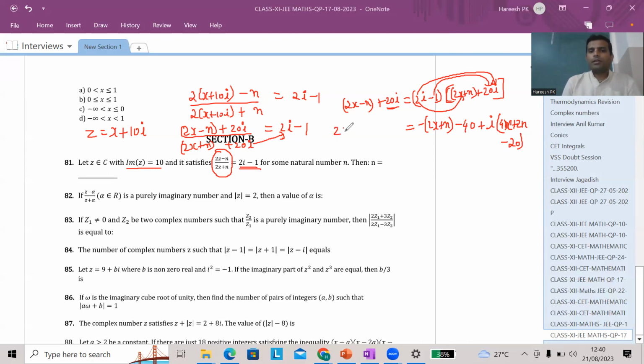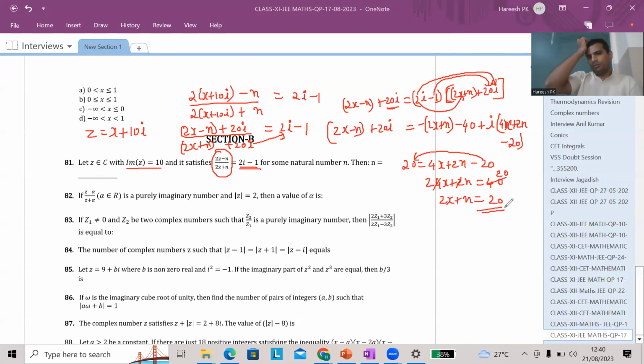So now just compare real terms on LHS with real terms on RHS and imaginary terms on LHS with imaginary terms on RHS. So imaginary term is 20 on LHS. 20 should be equal to 4x plus 2n minus 20. We'll get 4x plus 2n is 40. This is your equation 1. Or you can further divide by 2. So 2x plus n will get us 20.